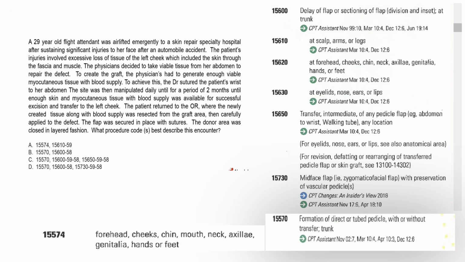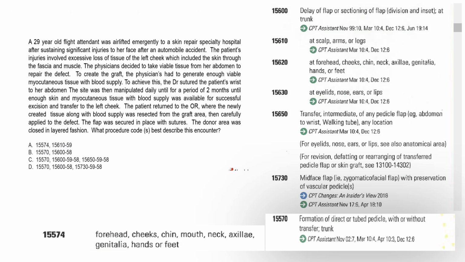The patient returned to the OR where the newly created tissue along with the blood supply was resected from the graft area and then carefully applied to the defect. The flap was secured in place with a suture and the donor area was closed in a layered fashion. What procedure code best describes the encounter?